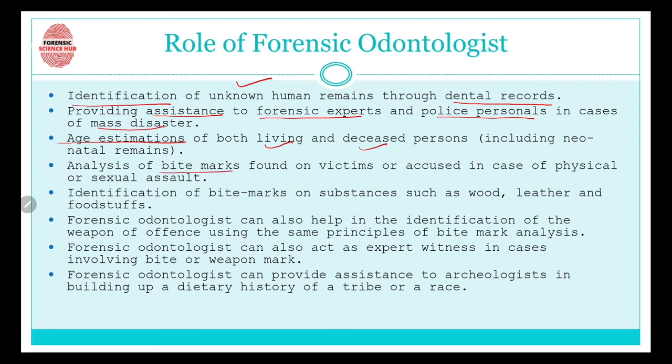Then there can be analysis of bite marks found on the victims or accused in case of physical or sexual assault. Then identification of bite marks on substances such as wood, leather, foodstuff, etc. Forensic odontologists can also help in the identification of a weapon of offense using the same principle of bite mark analysis. They can also act as an expert witness in cases involving bite or weapon marks. They can also provide assistance to archaeologists in building up a dietary history of a tribe or a race. So all these are roles of a forensic odontologist.